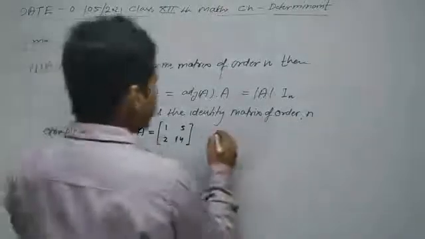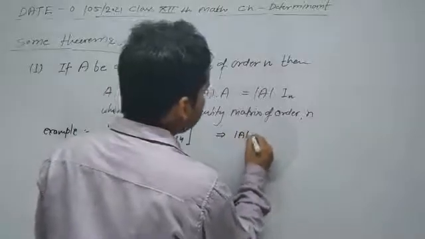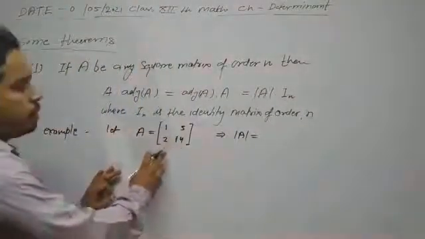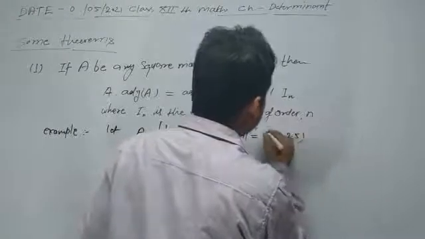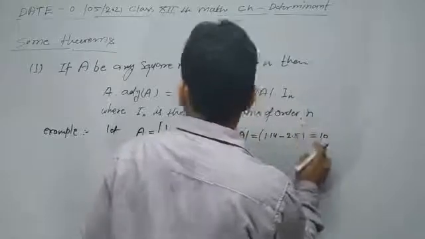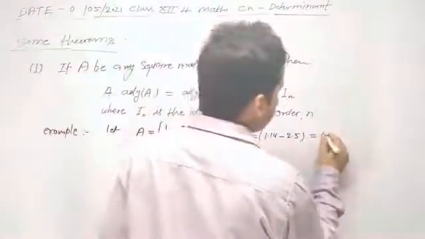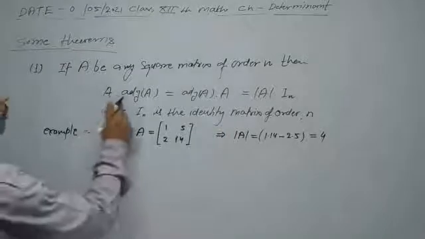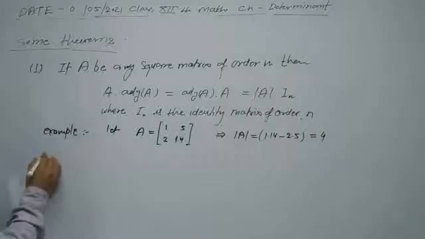When you calculate its determinant, it is 1 into 14 minus 2 into 5, which is 14 minus 10, and the result is 4. Now we are going to calculate the adjoint of A.